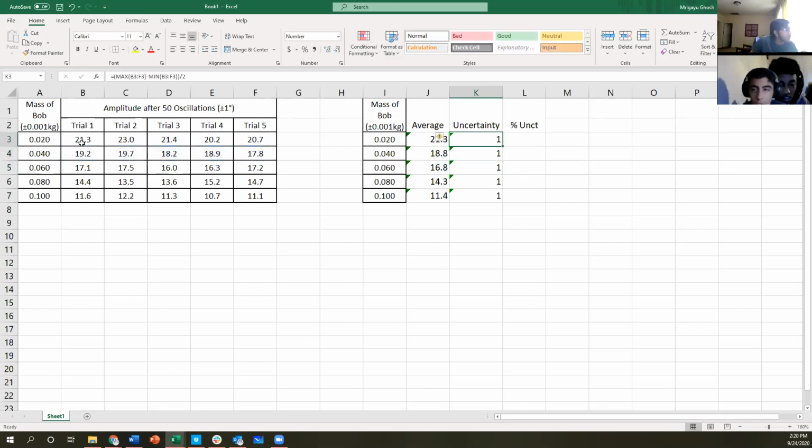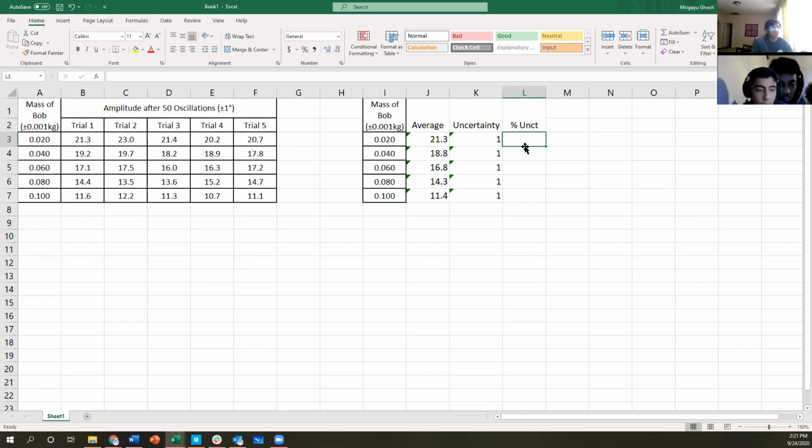So 21.3, or sorry, 23 minus the answer. So it would be 23, right? Oh, I was doing the averages. Okay, my fault. 23 minus 20.2, and then if you take that divided by 2, you'll get 1.4, which rounds to 1. Yeah. So I think these are right.